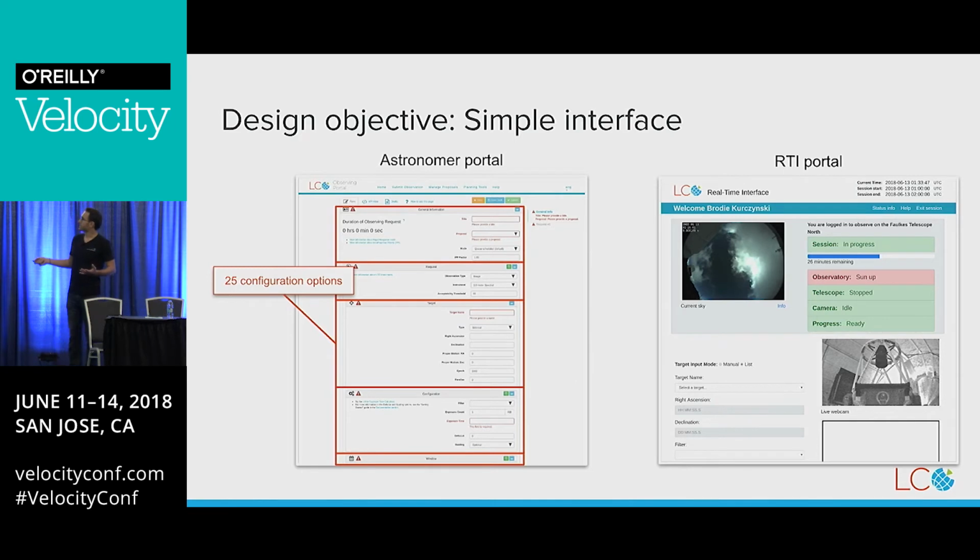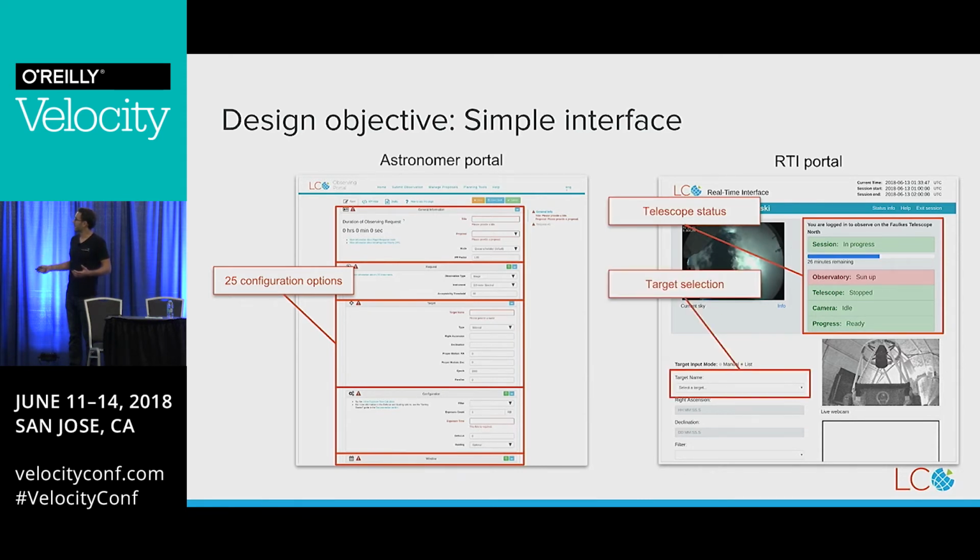On the right-hand side is what we developed for what we thought was a simple interface. This is the real-time interface portal. It has the basic status of the telescopes here, and then a target selection here, and that's it. The only thing a person needs to know is what target they want to look at, which they can choose from a drop-down, and then be able to read the status in very simplified terms of how the telescope's working. And then there's some other stuff like what it looks like inside the observatory and what it looks like right outside of the observatory in what's called an all-sky camera view.